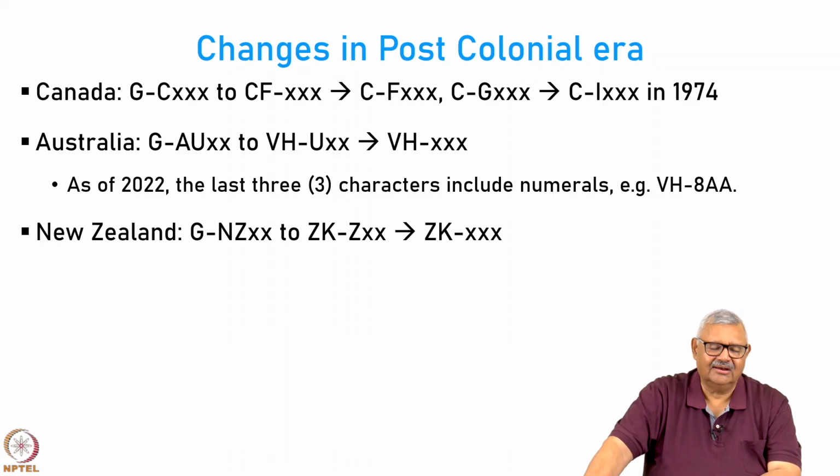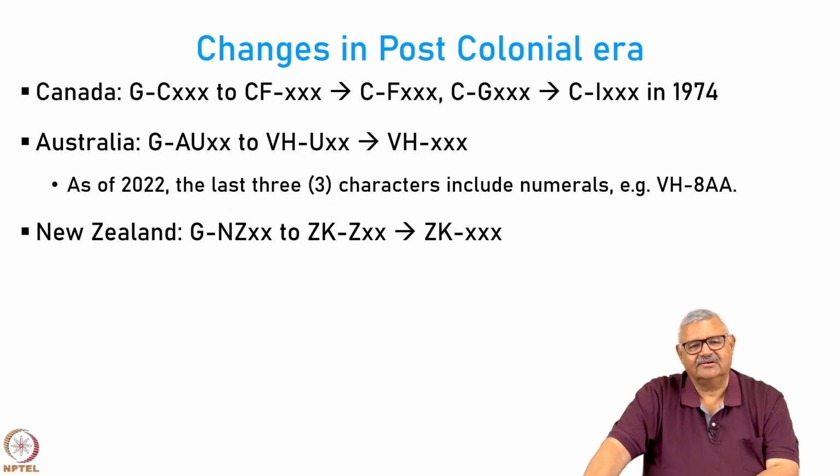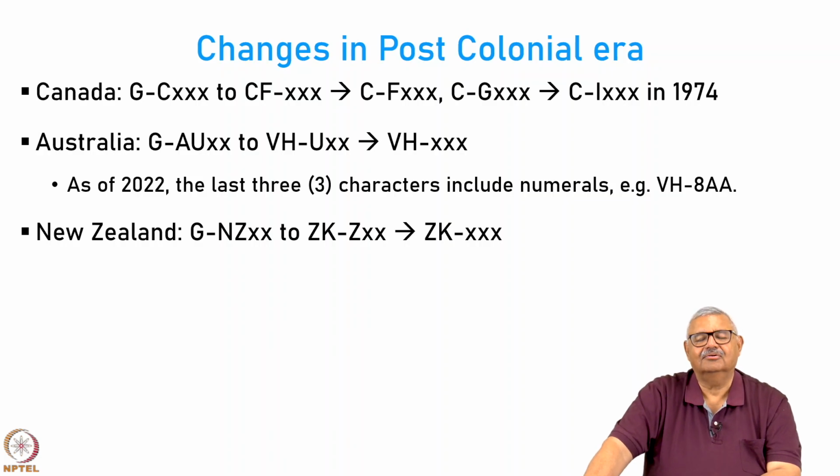New Zealand, again, was under British control, so it was called G-Z and then 2 letters or numbers. It converted itself to ZK-ZXX, and finally now they have dropped the second Z, and now the aircraft registered in New Zealand are called ZK-XXX.